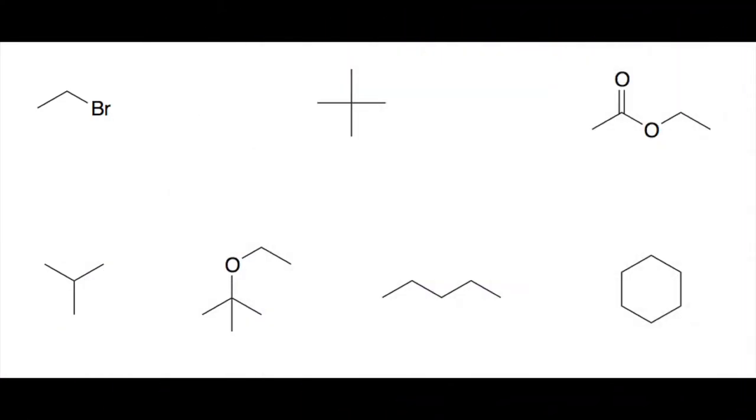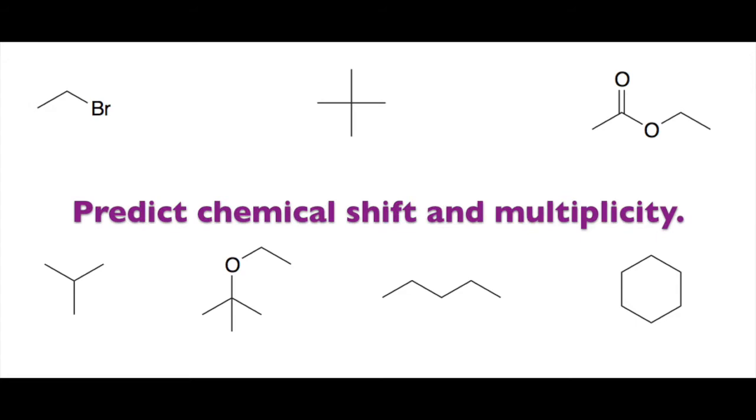In a previous video, we looked at the following structures to determine the number of signals that would be present in the NMR for each structure and the integration that we would expect for each peak. In this video, we're going to go through the chemical shift and the multiplicity for each of the signals for each of these molecules. I encourage you to go through and try to make predictions about the chemical shifts and the multiplicities on your own before watching this video.